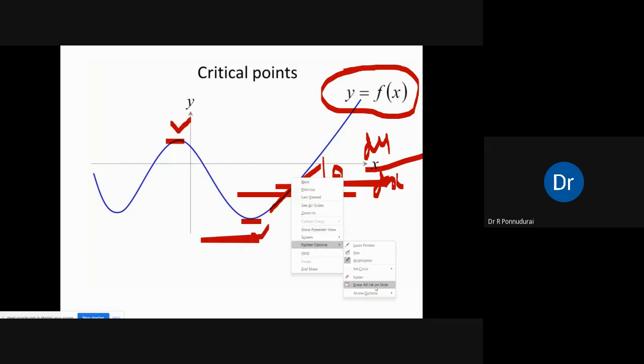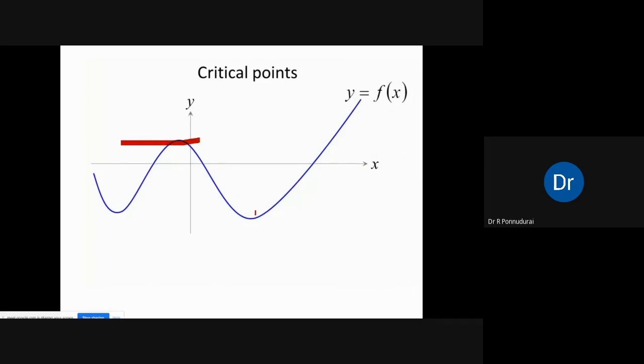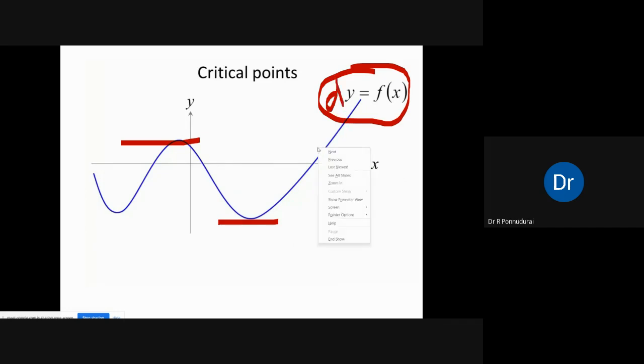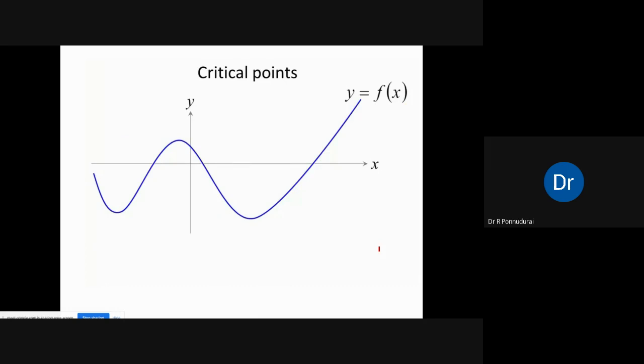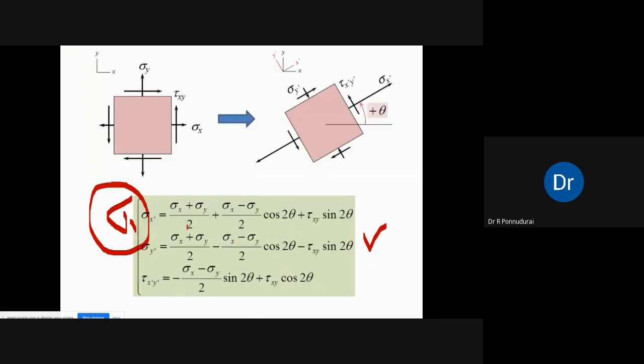At the maximum and minimum points, the dy by dx will be zero. So for a given mathematical equation, if we want to find the maximum and minimum value, we only need to take the derivative of the expression and equate it to zero. Same thing we are going to do here. We take the differentiation of this expression, differentiate sigma x dash with respect to theta, and equate it to zero. We substitute and get the maximum and minimum values.